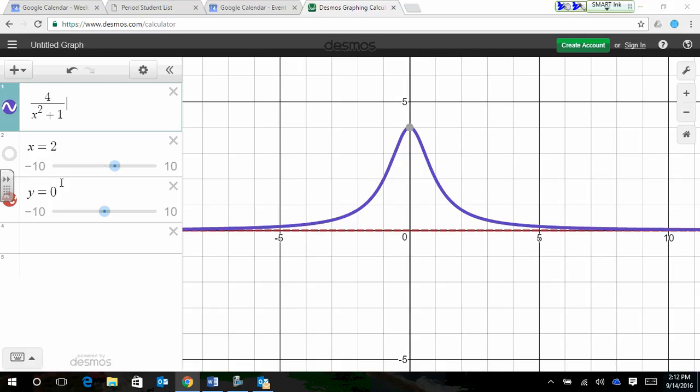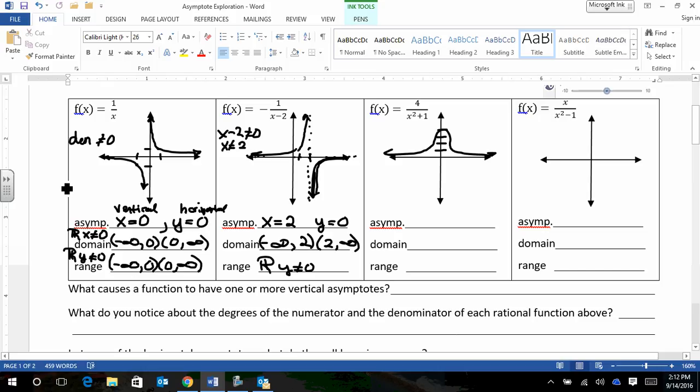Okay? What's my horizontal asymptote? Y equals 0 again. Okay? So what does that do to the domain? All real numbers. We don't have any restrictions, no asymptotes, right? No vertical asymptotes, so all real numbers. Or negative infinity to infinity if you're using interval notation.